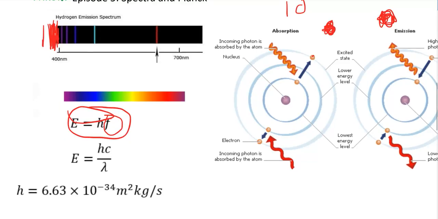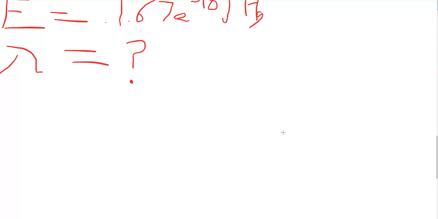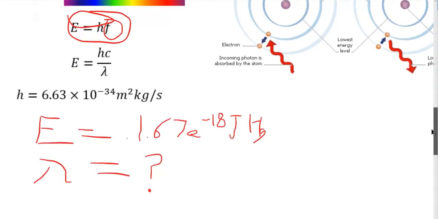Cool. So let's look at an example. The ionization energy of mercury, Hg, is about 1.67 times 10 to the negative 18th joules. And I want to know at what wavelength it converges. I'm going to suggest you pause the video and try figuring it out using the formulas we had above. And I'll present the solution in just a bit.